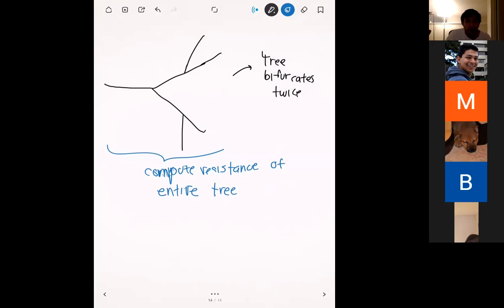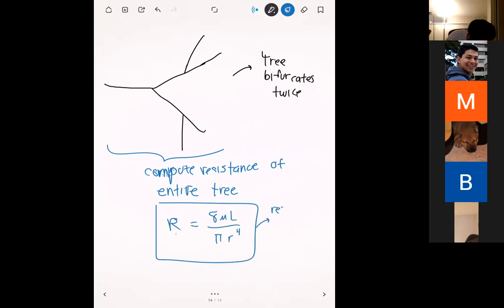Where the formula for resistance is given by this formula right here. Resistance is equal to 8 mu L divided by pi r to the fourth. And so this here is the resistance of a single vessel.